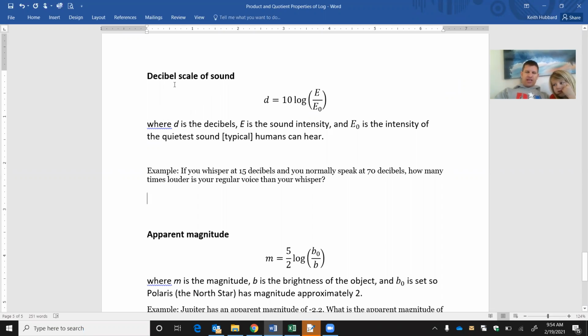So as far as the decibel scale for sound, maybe you can hear my 3-year-old son in the background too. He's pretty excited at life.